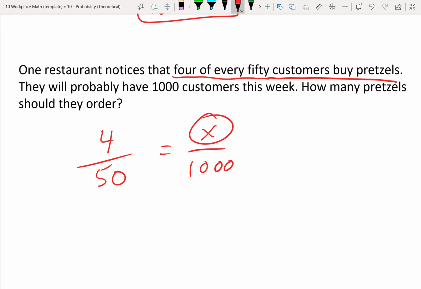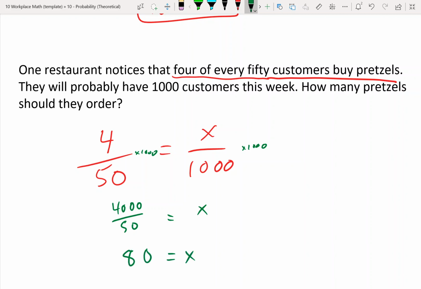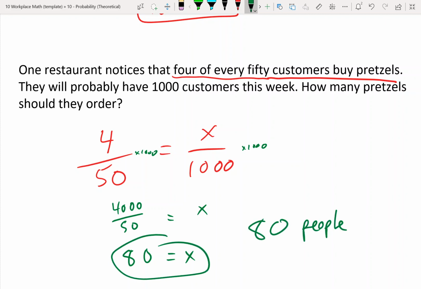So in order to find x, we're going to have to get rid of all the numbers. So to get rid of divide by 1,000, we're going to do times 1,000 on both sides. So we get 4,000 divided by 50 equals x. Okay? So now we're going to do 4,000 divided by 50, and we will get 80 equals x. So based on the probability we have, there should be 80 people who are going to order pretzels in this next week.